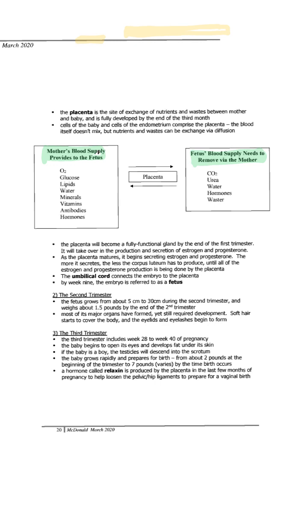At this trimester here, around week 9, we would call the embryo a fetus, as it has the structures that are associated with the definition of a fetus. The second and third trimester are pretty simple in that we're really just fine tuning all of these structures, and growth is happening. So in the second trimester, the fetus grows from about 5 centimeters to 30 centimeters, could be about 1.5 to 2 pounds by the end of the second trimester. Most of its major organs have formed, but still there's going to be development needed. There's going to be some soft hair, eyelids, and eyelashes, some of those details.